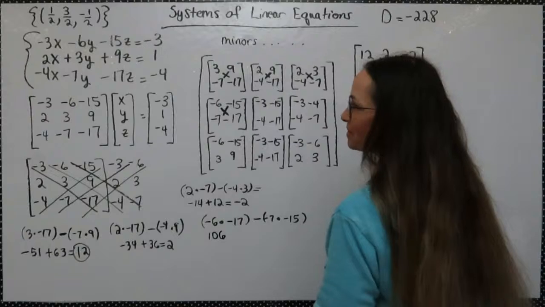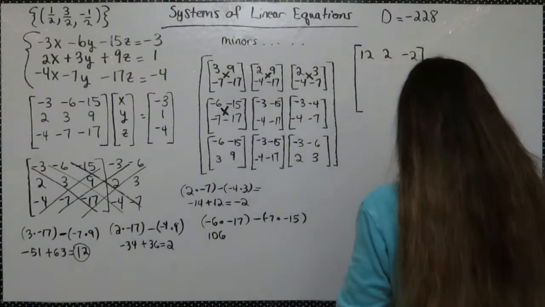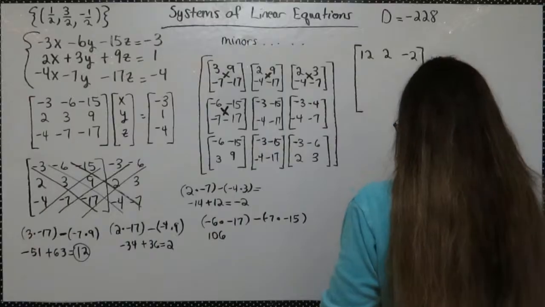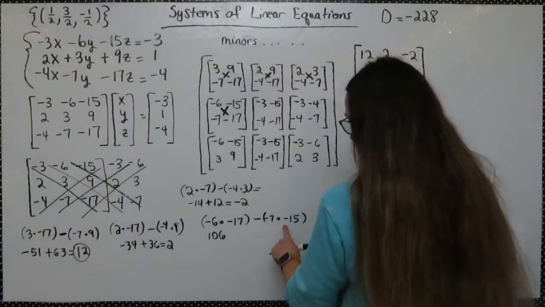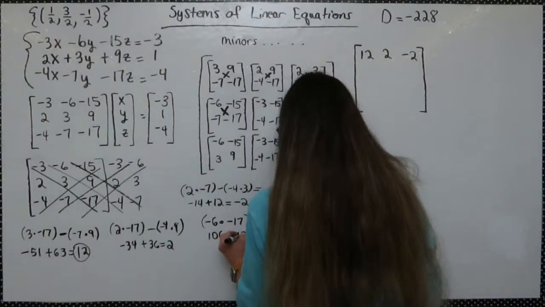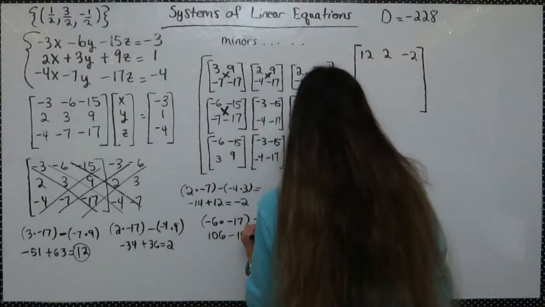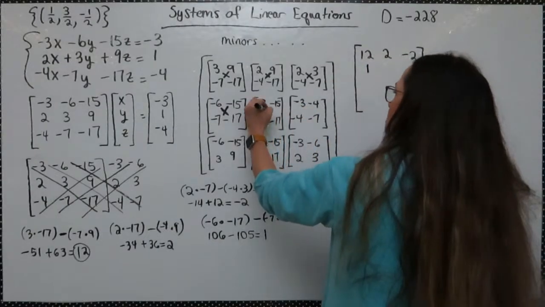which I should have known better because 5 times 20 is 100. So silly me. 7 times 15 is 105. So two negatives make a positive, and then another negative makes it negative again. 105. So this determinant looks like 1. We'll do this one next.